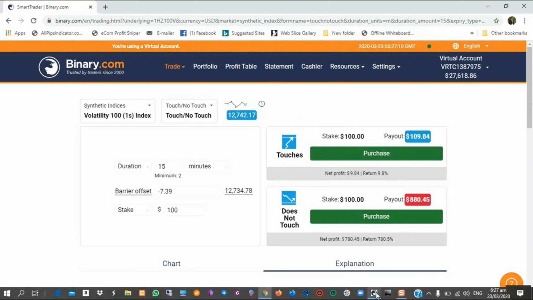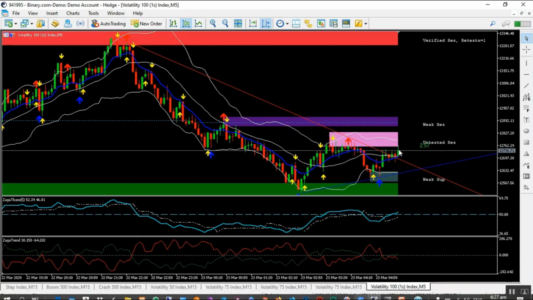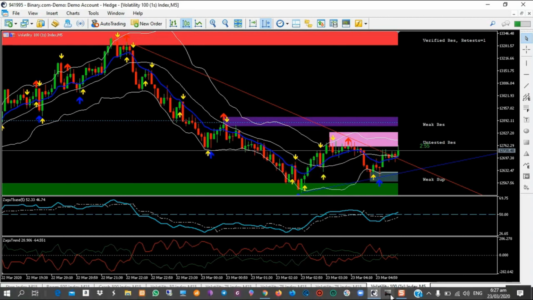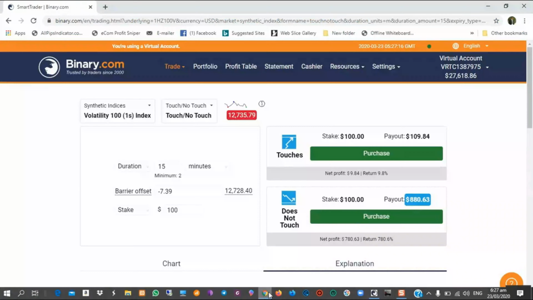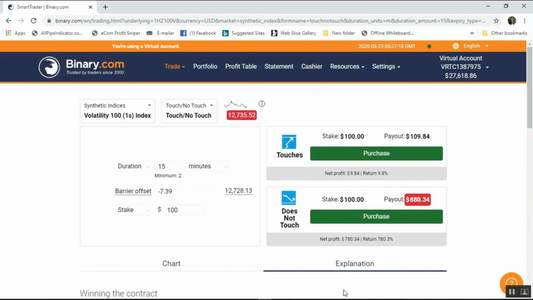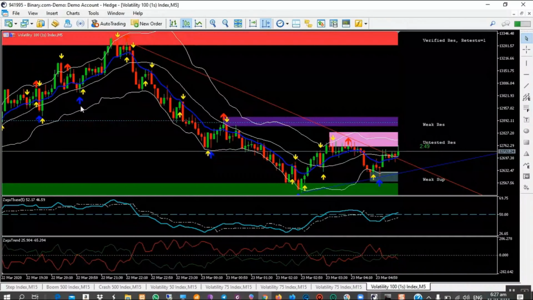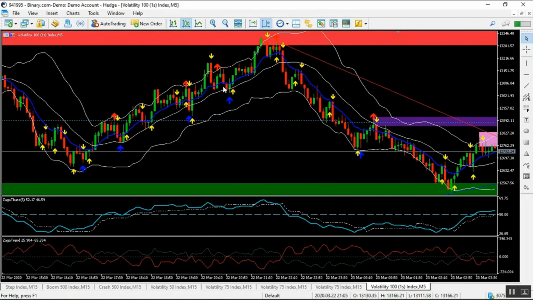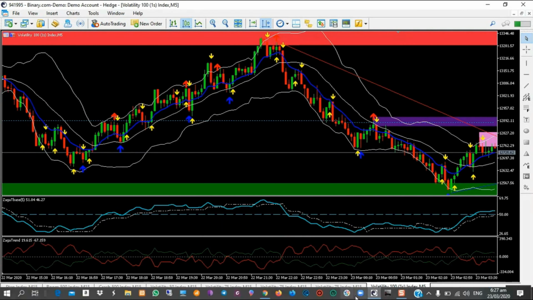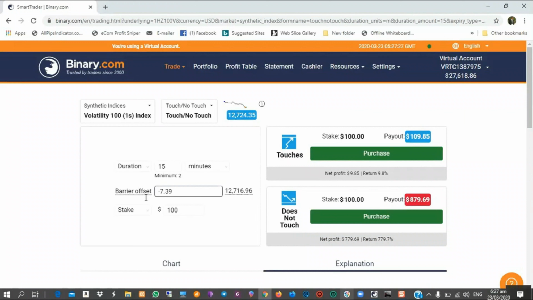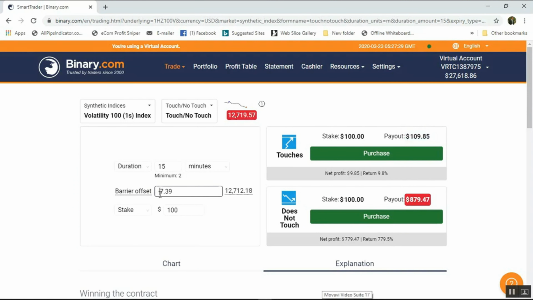Make sure you are sure of what you are seeing. For example, you are seeing a downtrend and uptrend. You make sure you come to this. You are expecting a downtrend, so make sure you come to this and leave it to minus. If you're expecting an uptrend, for example here, always looking for an upward trend signal, make sure that this is in plus sign. This front one, the first one, is in plus sign. This barrier offset is in plus sign.